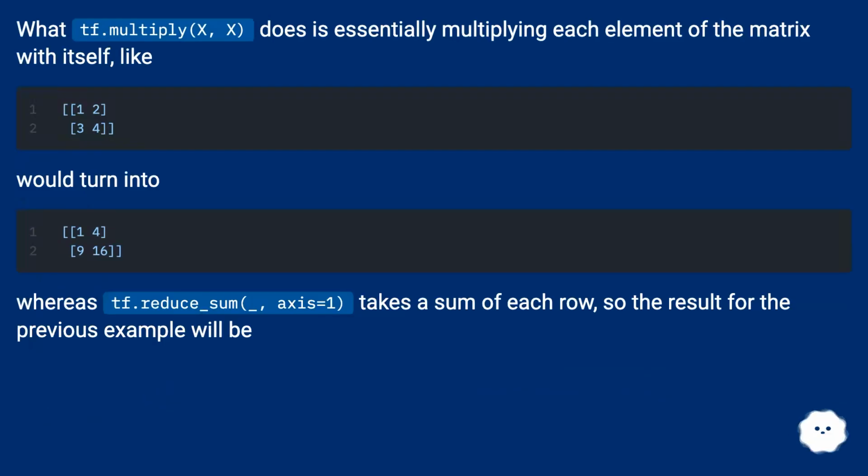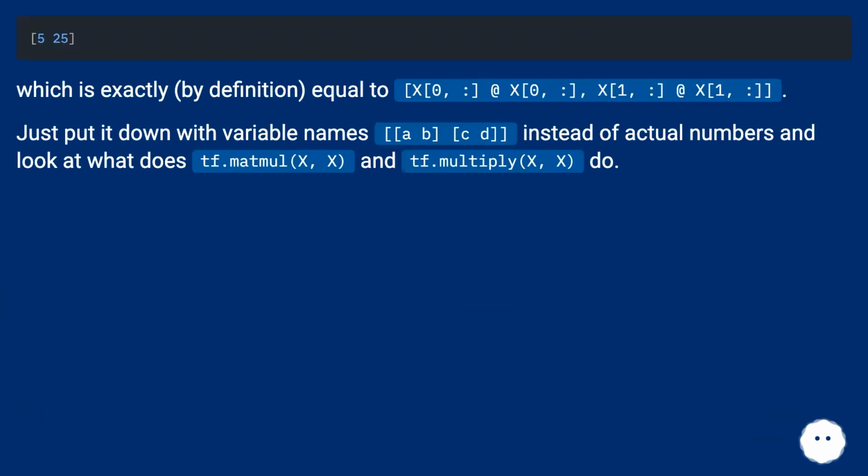What Tf.Multiply(x, x) does is essentially multiplying each element of the matrix with itself, like this would turn into... Whereas Tf.reduce_sum with axis equals 1 takes the sum of each row, so the result for the previous example will be... which is exactly, by definition, equal to x0 column dot x0 column, x1 column dot x1 column.